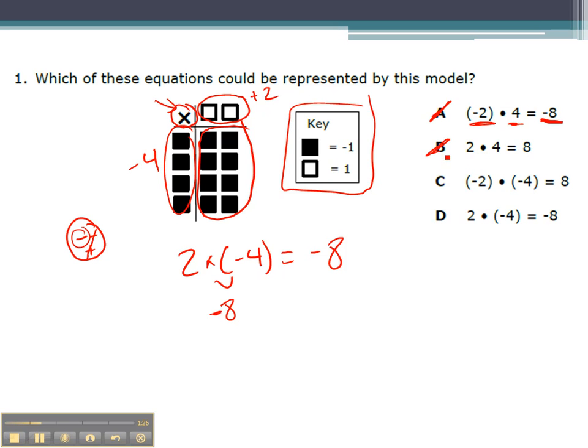We know it can't be B because there are no negative integers there. We know it's not C because we're not multiplying 2 negatives and our product is not positive. So it must be D. +2 times -4 equals -8, and that's what we got.